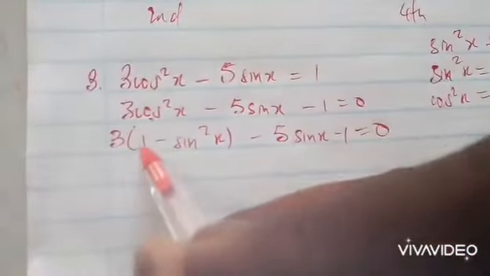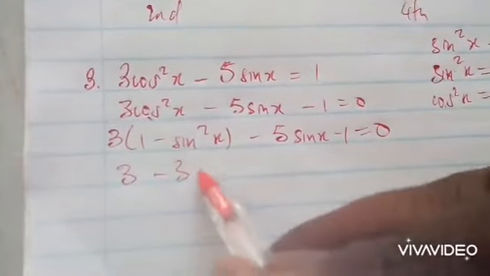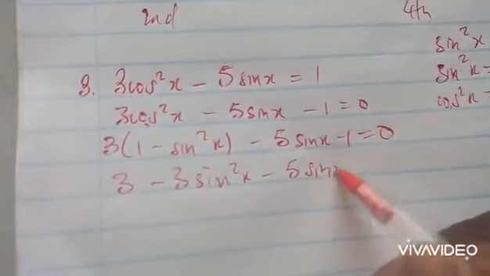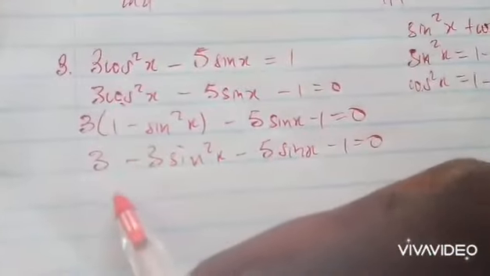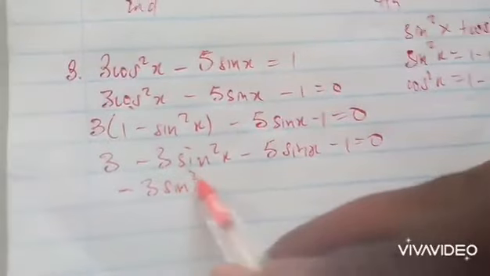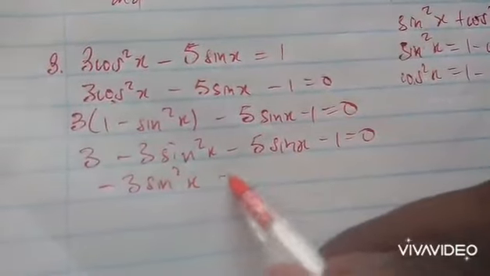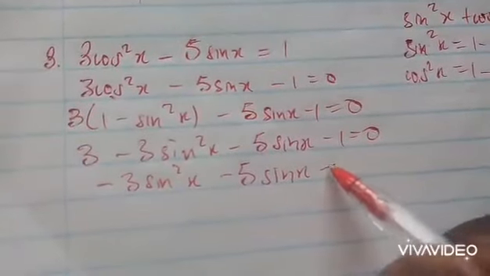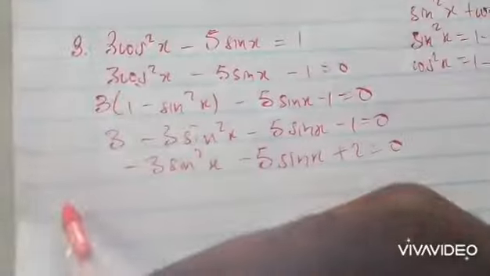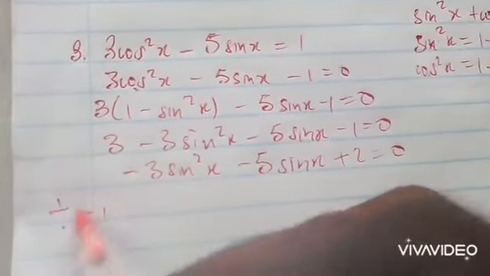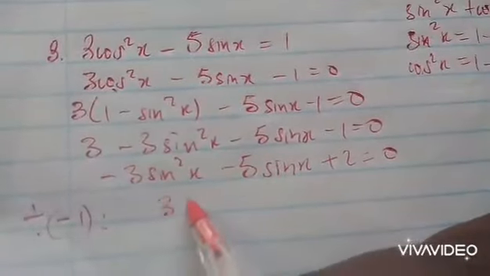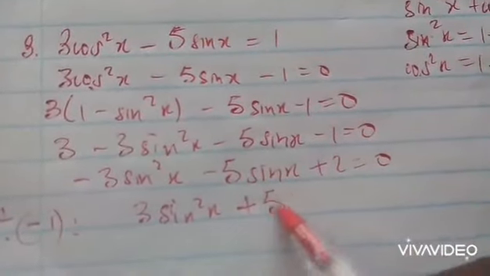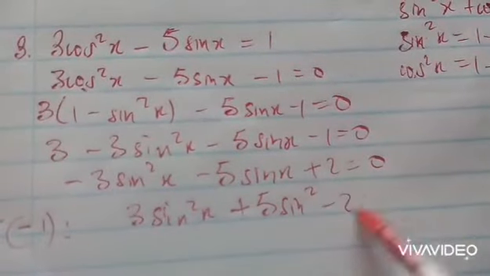0. Then now 3 times 1 is 3. 3 times this is minus 3 sine squared, minus 5 sine x minus 1 equal to 0. Then we're going to make this, put the square in front, and then it's going to be minus 5 sine x, and it's going to be 3 minus 1, which is going to be plus 2 equal to 0. Then you're going to divide everything by negative 1. So if I divide by negative 1, this will become positive here, this one will become positive there, and this will become negative there.